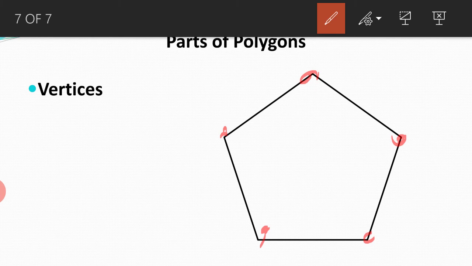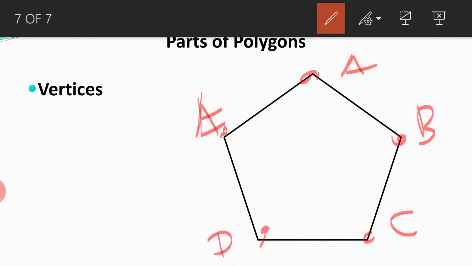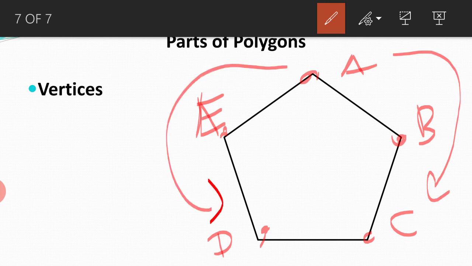Then you can name them A, B, C, D, E. We can read or name the particular polygon from the vertices, so we will call it pentagon ABCDE. Can I say it as ABDEC? I cannot cross the interior; I have to call the vertices around the boundary. You can go clockwise, you can go anti-clockwise, and you can start from any point. But you have to read the vertices around the boundary.